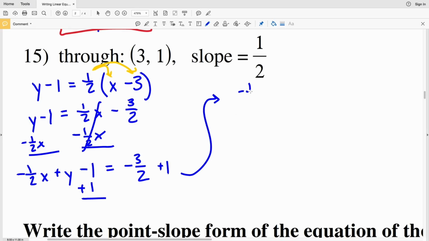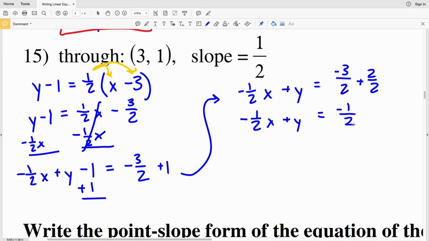to get that negative 1/2 x plus y equals negative 3/2 plus 1, which is like saying negative 3/2 plus 2 over 2, since 1 is equivalent to 2 over 2. Now that we have a common denominator, negative 3 over 2 plus 2 over 2 is going to equal negative 1/2.